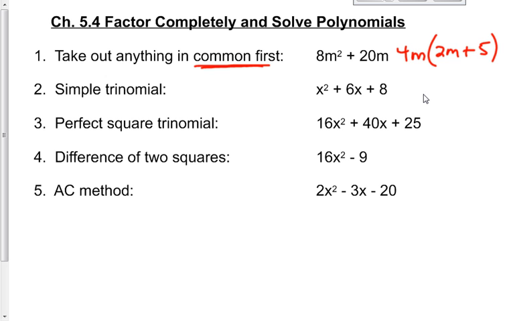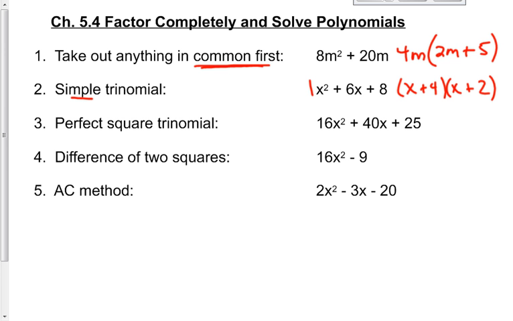Another method to factor was just a simple trinomial. Simple trinomial means you have a 1 in the front of your x squared term. These always factor into 2 sets of brackets. X squared always breaks apart into x times x. And then you need to think, what are 2 numbers that multiply together to give you 8 that will add up to give you 6? 4 and 2, signs are the same, plus and plus.